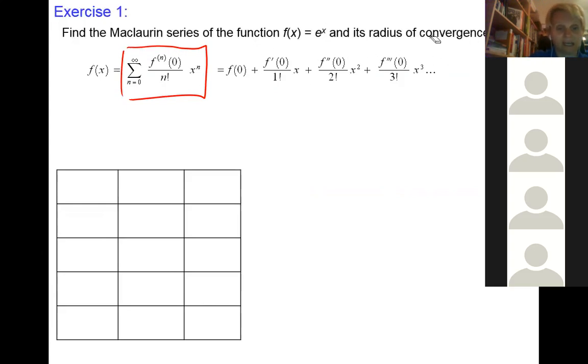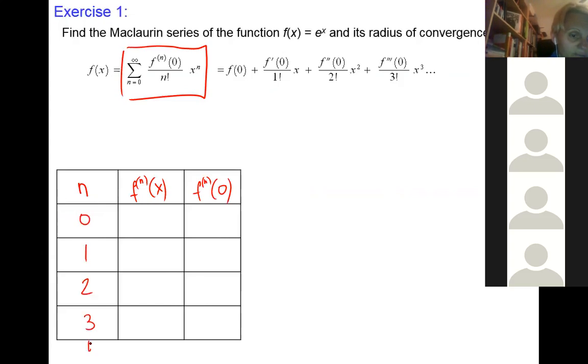Okay, but let's see. I have a little table which I will use. This will be n. This will be the nth derivative at x. And this will be the nth derivative at 0. And n will be 0, 1, 2, 3, and maybe 4. Oh, I can't write 4 because it's the end of my slide. Okay, 0 means just the value of the function. That means f of x is simply e to the x.